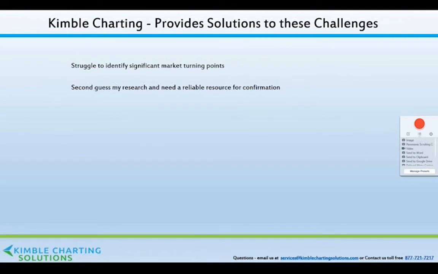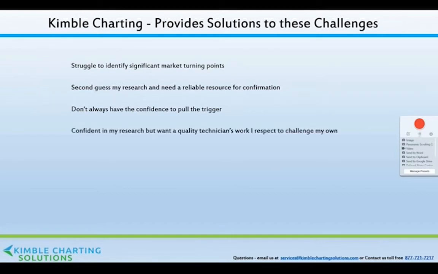Second guessing, lots of people that we talk to second guess their own research. It doesn't mean that the quality of their research isn't good. It's just that they're not confident at this point. And our type of research, I think, really helps fill the gap because it's visual, it's simple, it's concise, and it provides a perspective that oftentimes is an alternative to what is typically a lot of information, which we'll also talk about. Some don't always have the confidence to pull the trigger. Again, we're trying to give some additional information to help provide that confidence. And in some cases, people are just looking for a quality technician. Maybe you've used other technicians, chart pattern specialists.